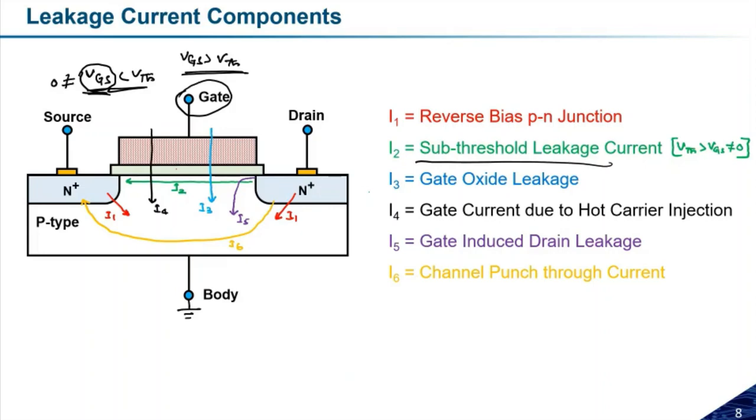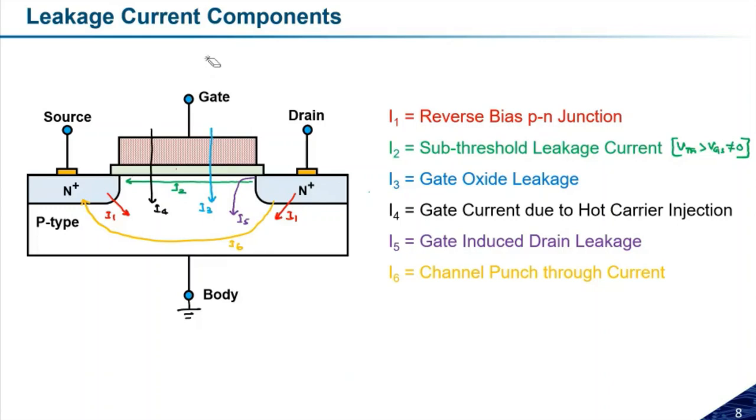So for the subthreshold leakage current, if VGS is less than VTH, ideally the device should be in the off state, but because of the inversion layer some current will flow. Below VTH the channel will form, but not sufficient to flow a proper current between the source and drain, so I2 will be there if VGS is non-zero. If VGS is equal to 0, then I2 will be 0.